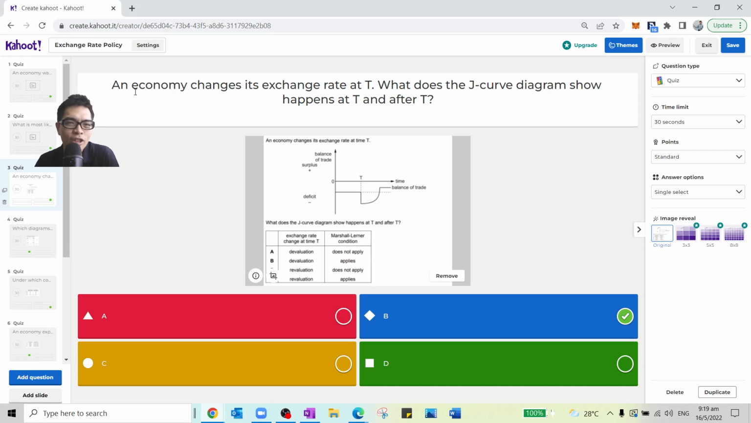An economy changes its exchange rate at T. What does the J-curve effect show happens at T and after T? Okay, so you can see that at T, when there is a worsening of your balance of trade, this must be an effect of a depreciation, or what we call devaluation. Okay, so the whole idea behind depreciation and devaluation is not that important.